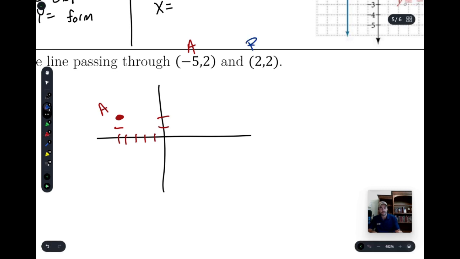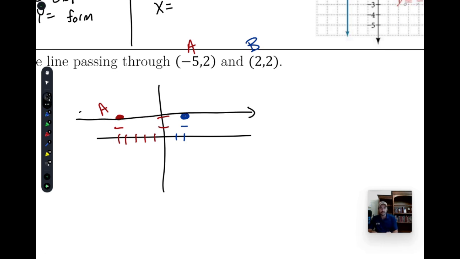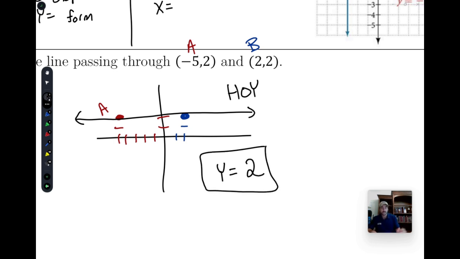Change colors and call this one B. 2, 2: over 2, up 2. And if we were to connect those dots with a straight line, we would see that's a hoy line, or a horizontal line, right? Which means our slope is 0, our change in y over change in x is 0, and we've got y equals 2. Go look at the 2 points and ask yourself, what does y equal? In both of those points, y equals 2, and that's the form of the line.